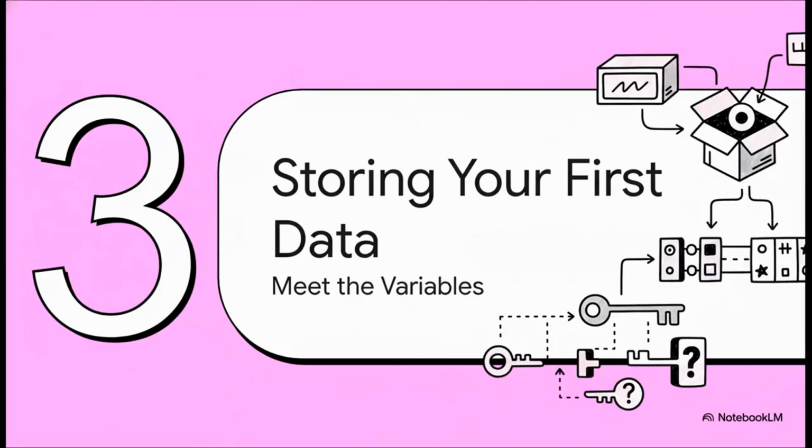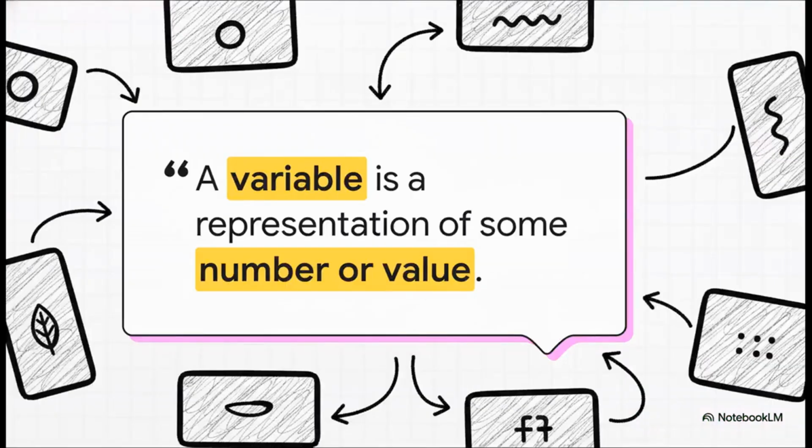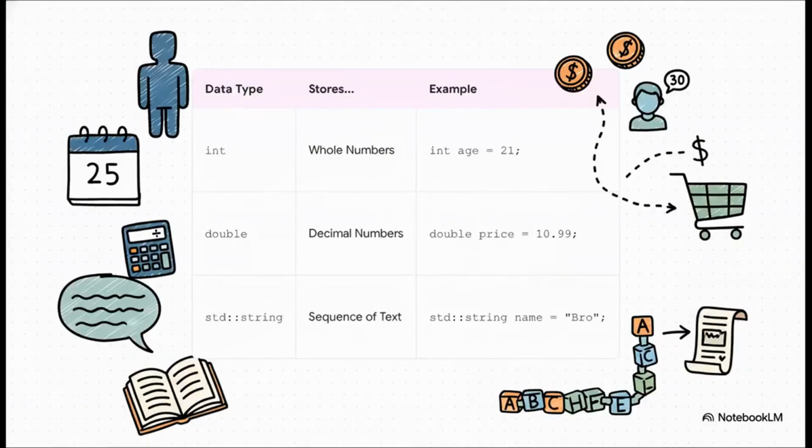Great, so our program can do something, it can talk, but to be really useful, it needs to be able to remember things. And that's where variables come in. This is a huge concept in programming. So what is a variable? Honestly, the easiest way to picture it is like a labeled storage box sitting in the computer's memory. You give the box a name, you put some information inside, and then you can come back and get it later. And these boxes come in different shapes and sizes, depending on what you want to store.